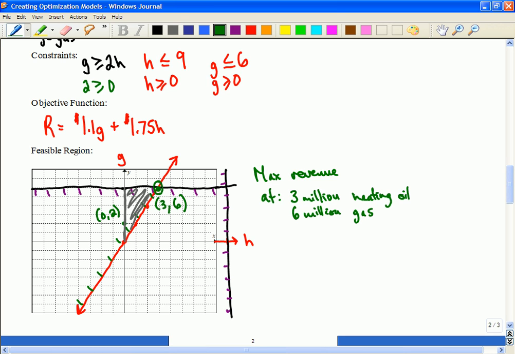But aren't they doing more than gas? There is more gas. Right now they're selling 6 million gallons of gas and 3 million gallons of heating oil. So it still meets this constraint: gas is greater than or equal to twice the heating oil.